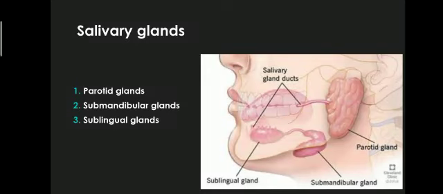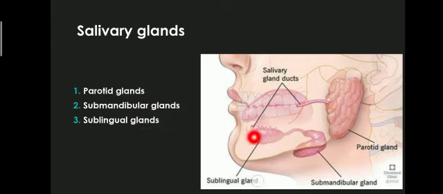Hello children, let's continue the chapter digestive system. In the last video we were talking about salivary glands. In this video let us learn the three types of salivary glands. Salivary glands are of three types, that is parotid glands, submandibular glands and sublingual glands.